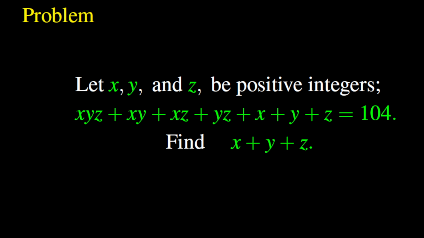Let's consider the following problem. Let x, y, and z be positive integers such that the polynomial xyz plus xy plus xz plus yz plus x plus y plus z equals 104. Our goal is to find the value of the sum x plus y plus z.